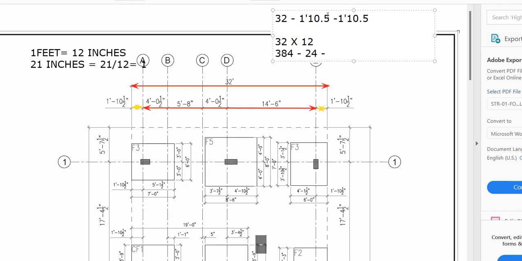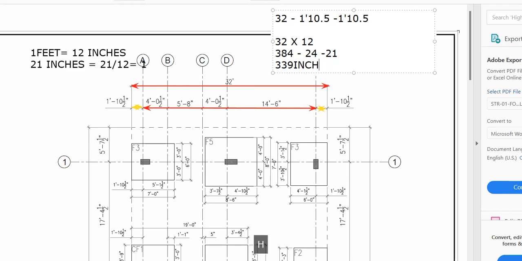Again minus, you can see 10 feet 5 inches. Sorry, 10 and a half inch and 10 and a half inch. 10 inch and 10 inch is 20 inch, 20.5, 20.5 and 0.5, so it comes out to be 21 inches. So now try to do all this manually. 384 minus 24 minus 21, I'm getting 339 inches. Now everything is in terms of inches.